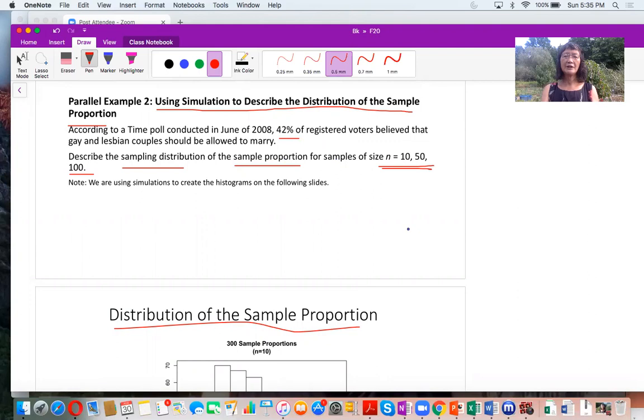Actually, it asks you about 3 situations. First, when sample size equals 10. Second, when sample size equals 50. Third, when sample size equals 100. So 3 situations. As you can see, as we increase the sample size, we would expect the distribution to be bell-shaped and symmetric, or a normal distribution.